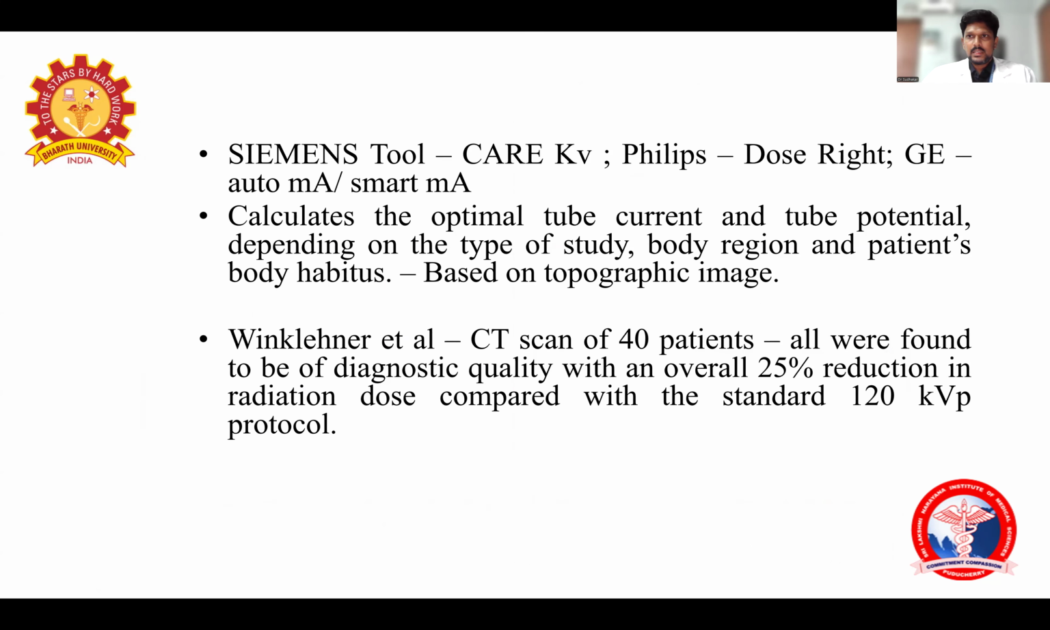Every individual CT manufacturer has their own specific name for this AEC. In Siemens, it is called CARE kV. In Philips, it is called DoseRight, and in GE, it is called Auto mA or Smart mA. These calculate the optimal tube current and tube potential depending on the type of study, body region, and patient's body habitus based on the topographic image. There was a study by Winkler et al. in which CT scans of 40 patients were done, and all were found to be of diagnostic quality with an overall 25% reduction in radiation dose compared with the standard 120 kVp protocol.